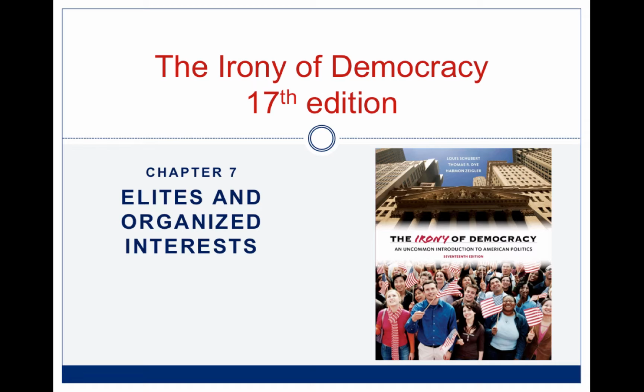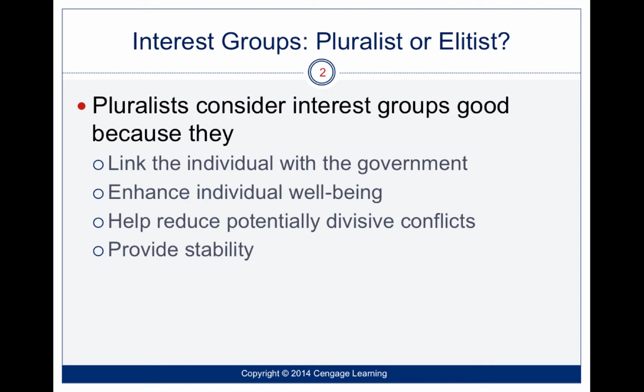We're actually going to be talking about Chapter 7, interest groups, in today's video. If we look at pluralist theory, the theory we've been focusing on, interest groups are usually considered to be good because they are a way to link the individual with the government. They can act as a go-between. They could reduce divisive conflicts and also provide stability.